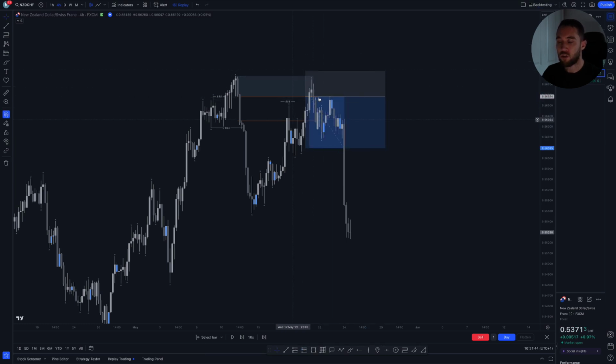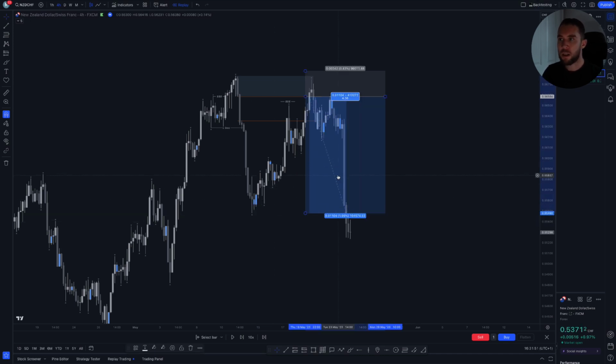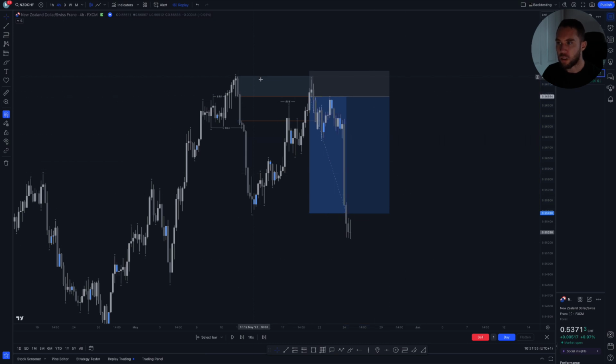You could have entered just straight off this zone if you wanted to do that, or you could go down to a lower time frame to look for a confirmation entry. And then as you can see, a very, very clean move. It's got all the confluences that I did mention previously. And this zone right here is very, very powerful.